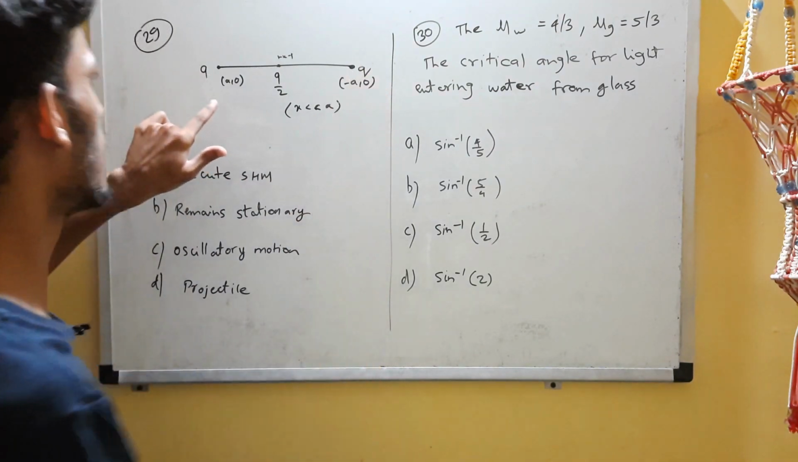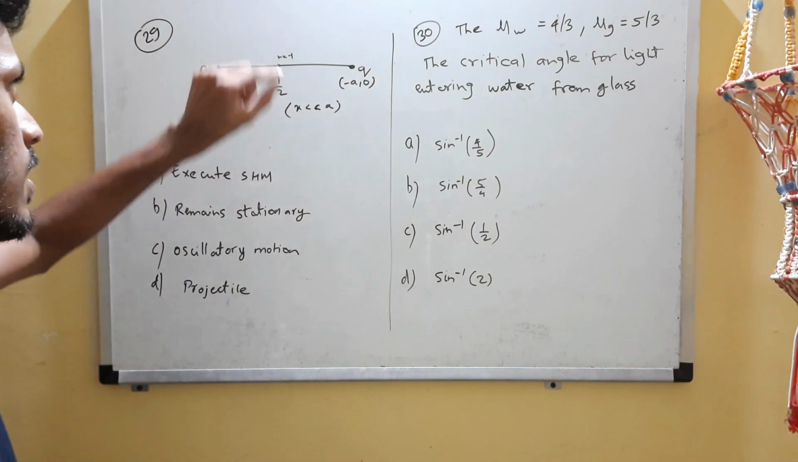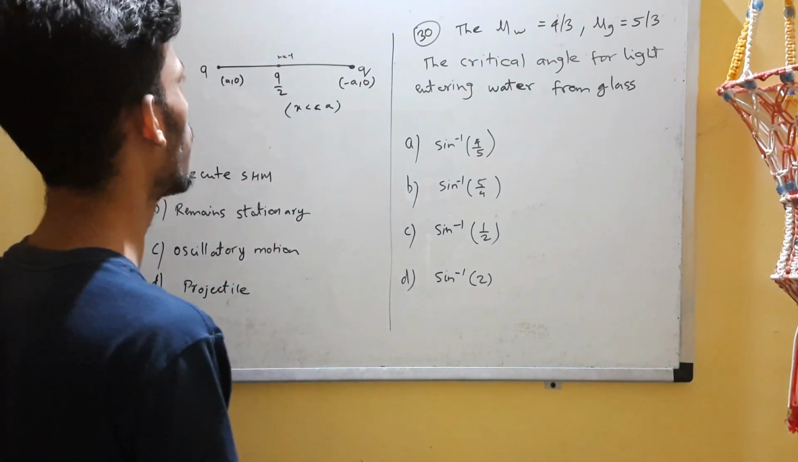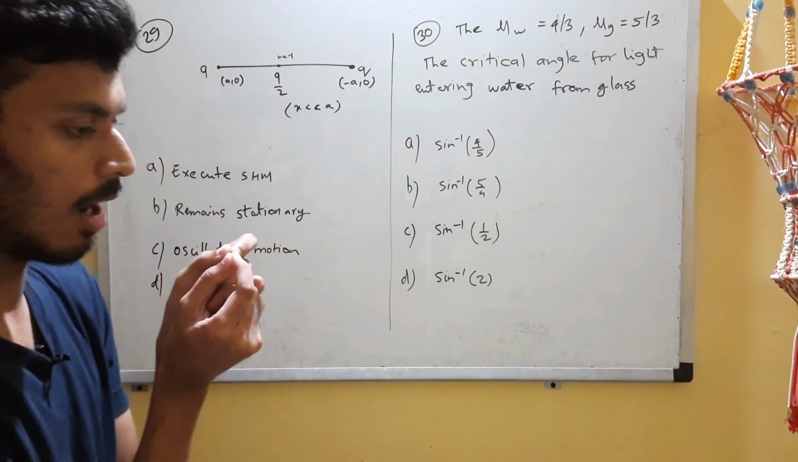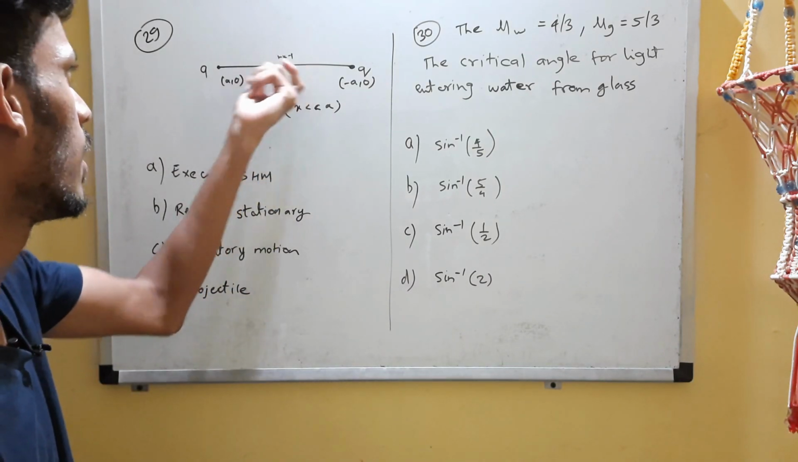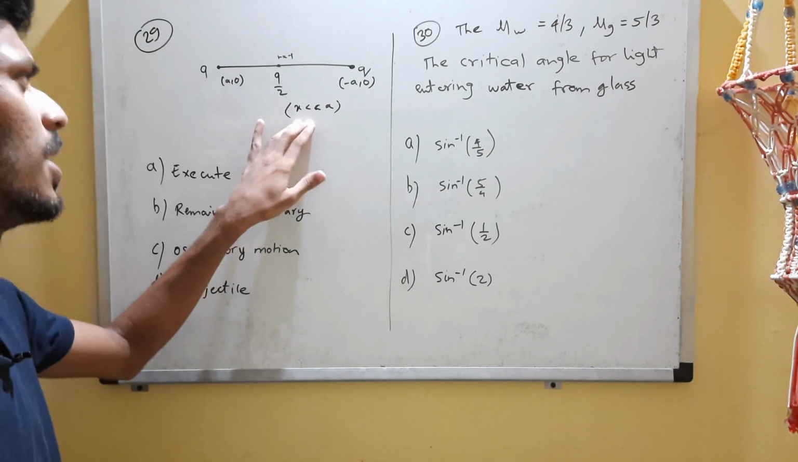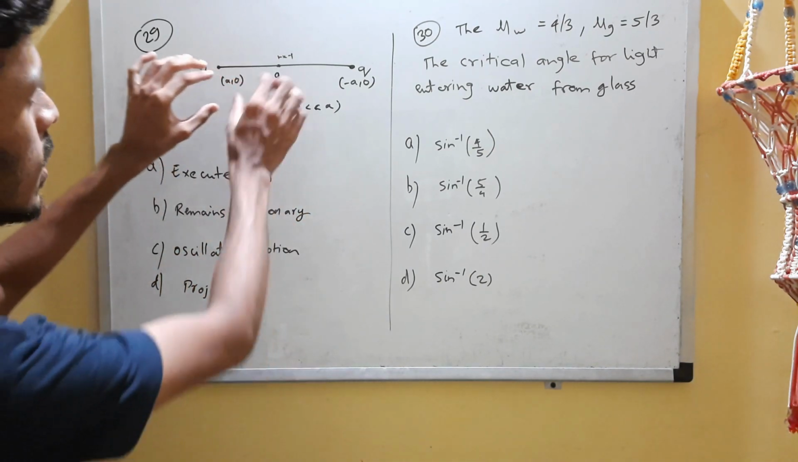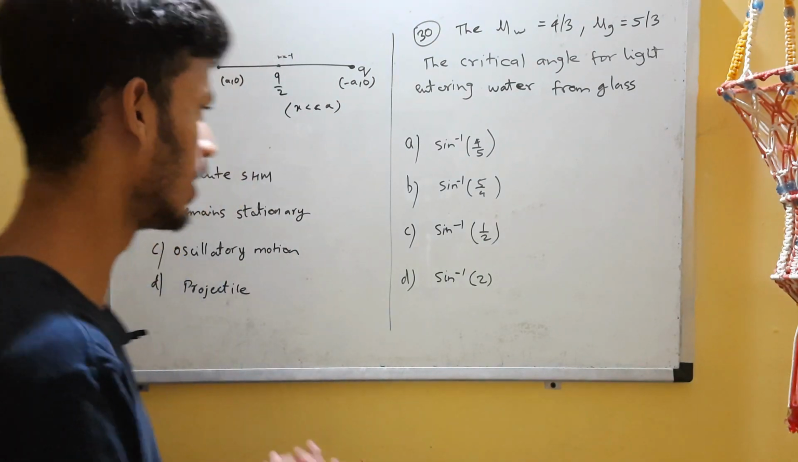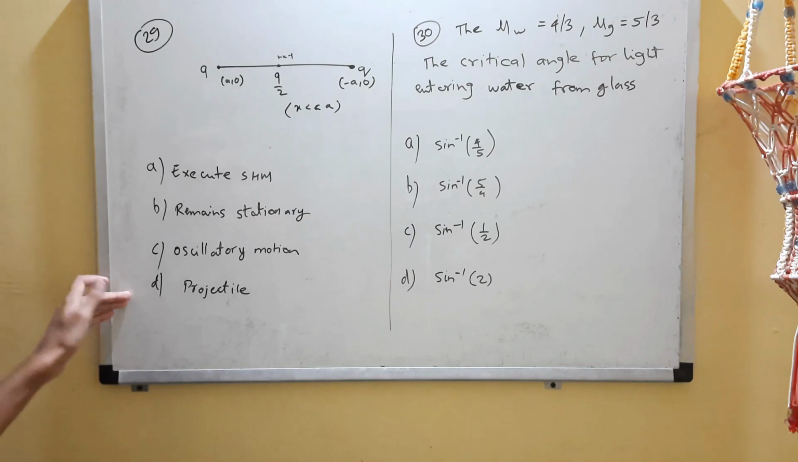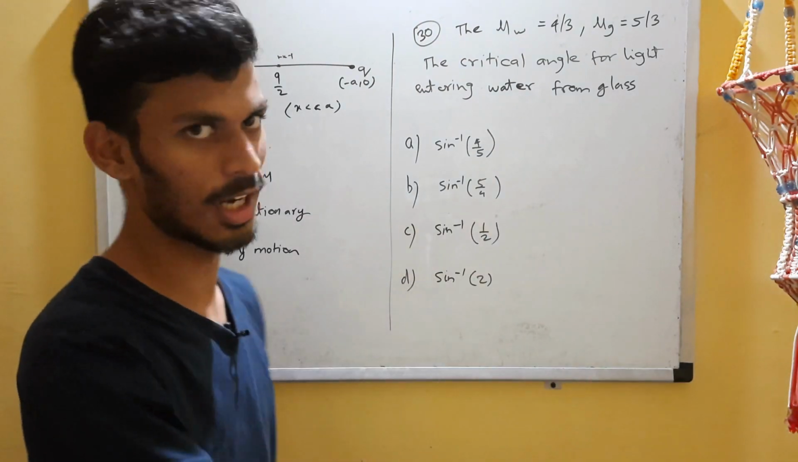Here we have two charges at distance A and minus A. This is the origin, the midpoint. Here we are going to bring another charge Q by 2, and we are going to move it x distance away from this point. X is much smaller than A. You're supposed to tell what kind of motion this charge will exhibit. Will it be SHM? Will it remain stationary? Will it be oscillatory motion, or will it be projectile motion?